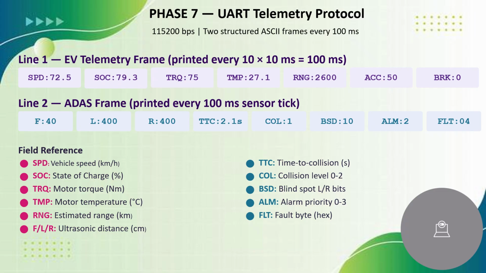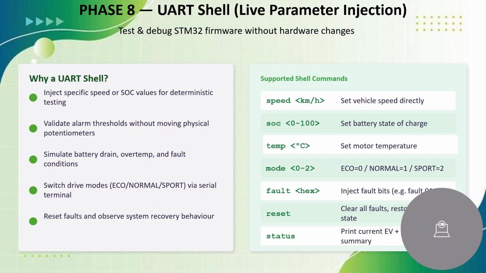Everything we have to implement before, we have to connect to each other through the UART, that is the serial command communication. So TTC time to collision, COL collision level 0 to 2, BSD blind spot, ALM alarm priority, FLT fault byte. So these are all the things here in slide 9.